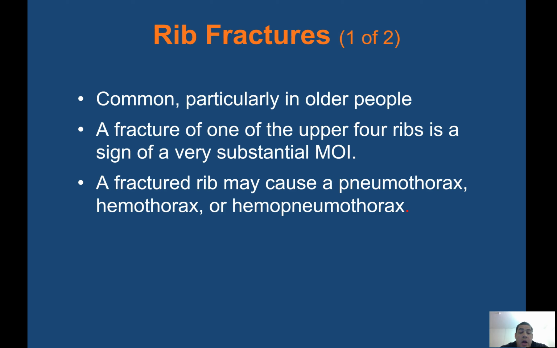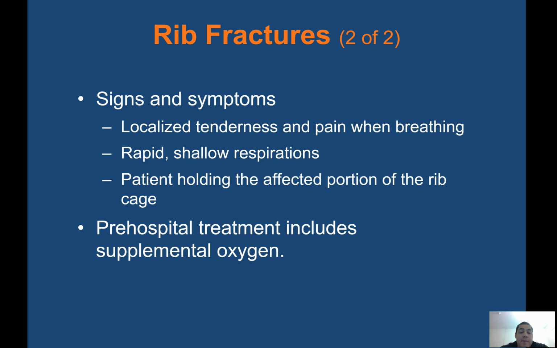So rib fractures are common, particularly in older people. A fracture of one of the upper four ribs is a sign of a very substantial MOI. A fractured rib can cause a pneumothorax, hemothorax, or hemopneumothorax. Signs and symptoms: localized tenderness and pain when breathing, rapid shallow respirations, patient holding the affected portion of the rib cage. Pre-hospital treatment includes supplemental oxygen.